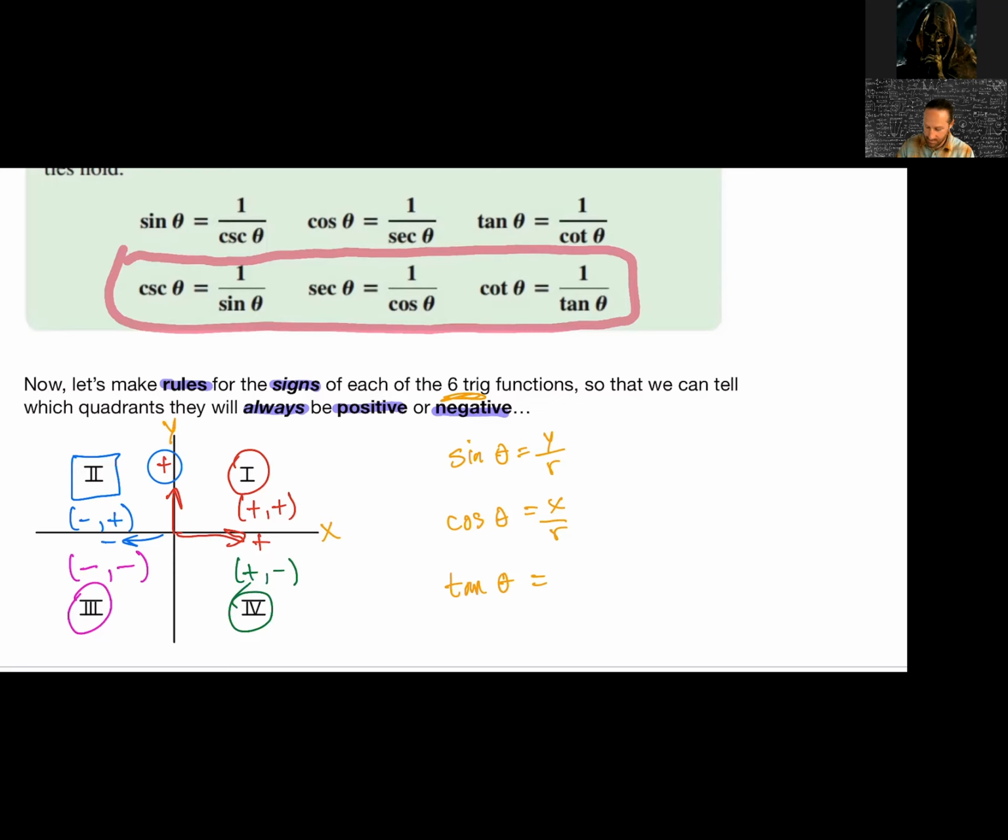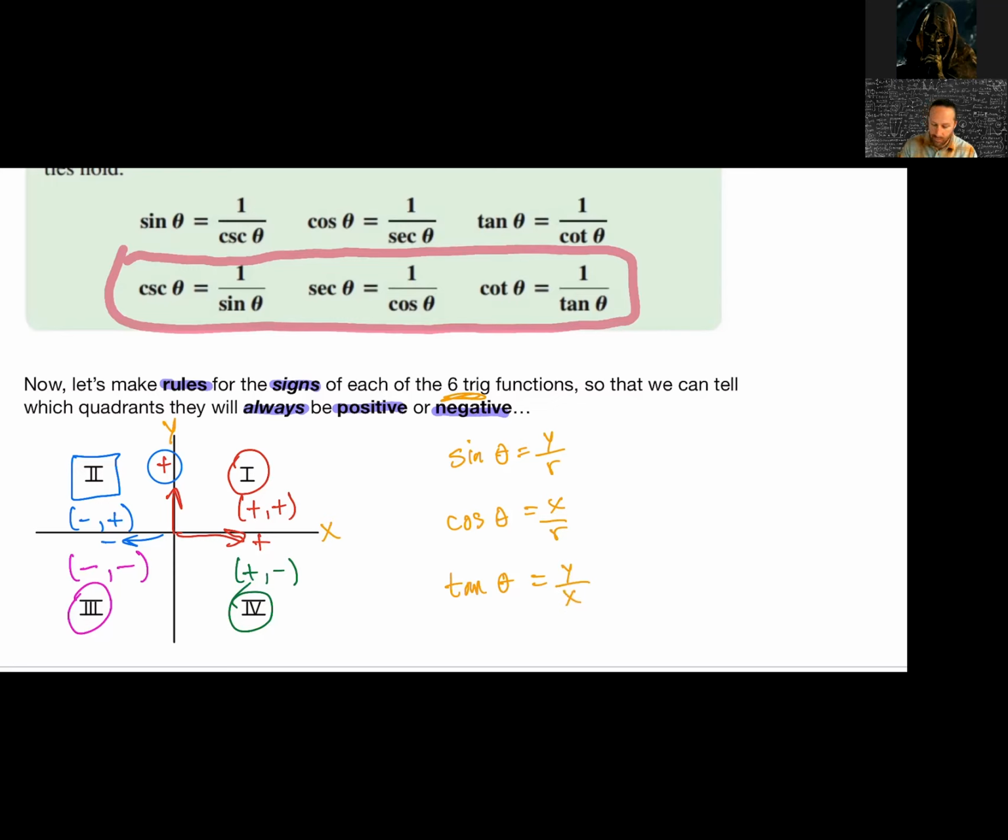Was it this one, r over y? Close. R over y would be the reciprocal function of sine. Sorry. That one, tangent, is y over the x.